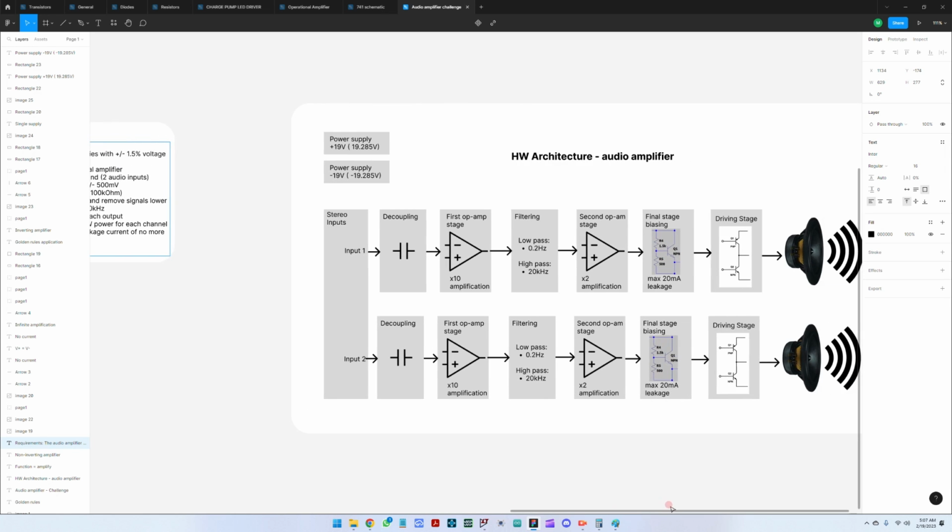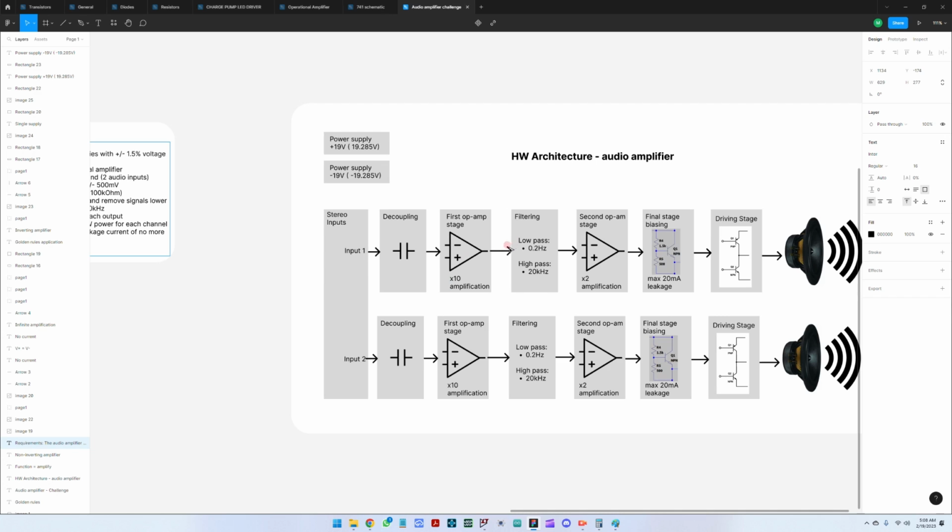Okay, for the signal inputs, I have added a decoupling network for each of the inputs. The decoupling network has the role to remove any DC signal from the input, and the AC signal is then fed into an operational amplifier. So the first operational amplifier stage, I decided to use a times 10 amplification for it.